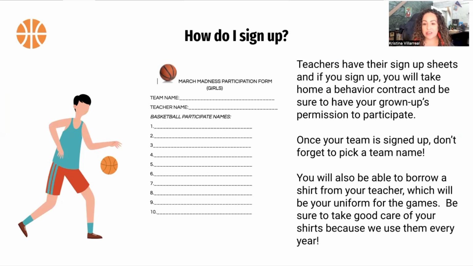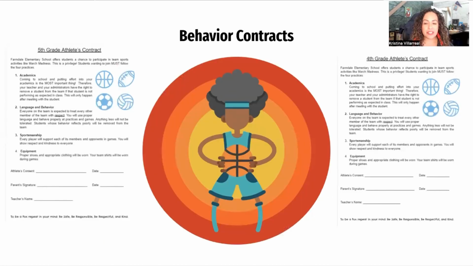Be sure to take good care of your shirts because we use them every year, and we also use them for multiple tournaments throughout the year. So we're really excited for you to get to use those. Your behavior contracts will look like this. I'm going to put a few copies in your teacher's boxes so that way they have them and they're ready to go. And remember, you can't start playing until we have your grown-ups' permission to let you play.